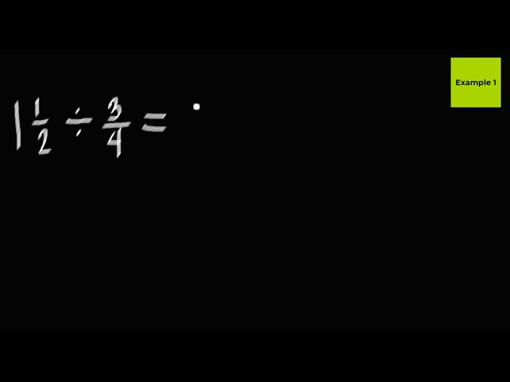We will change our mixed number 1 and 1/2 into an improper fraction. We have 2 times 1 equals 2 plus 1 is 3 over 2, or 3 halves, times the reciprocal of our divisor 3/4, that will become 4/3.